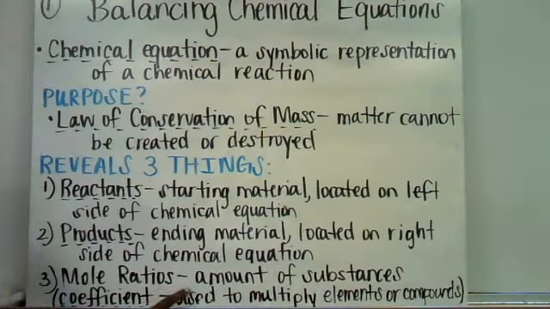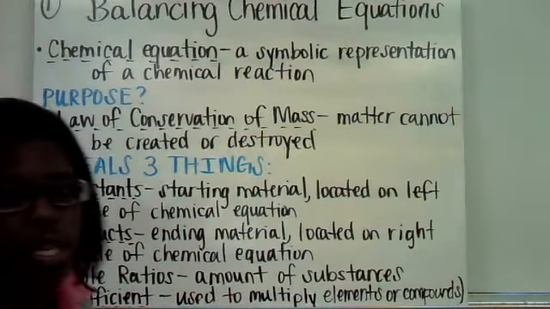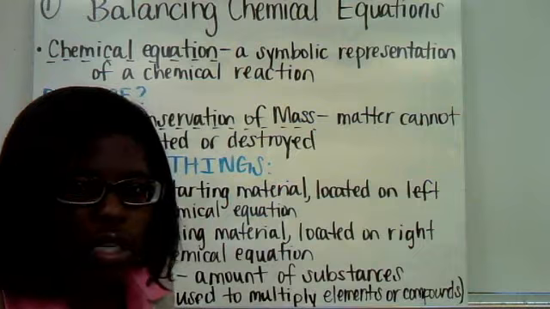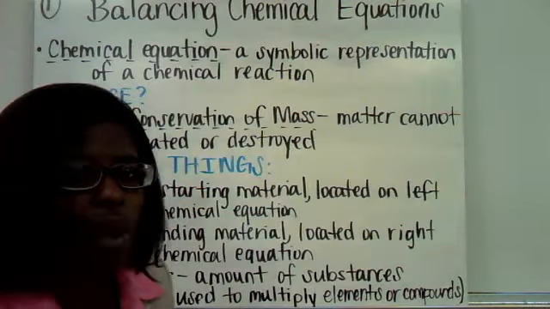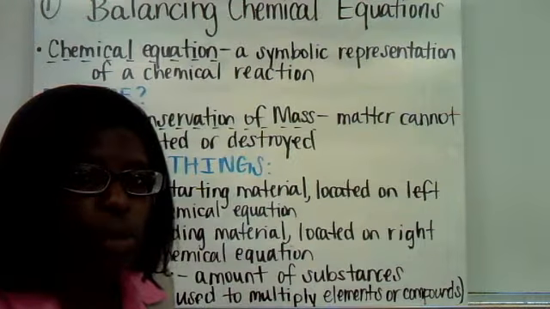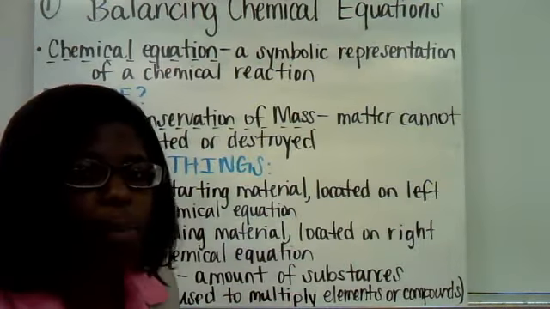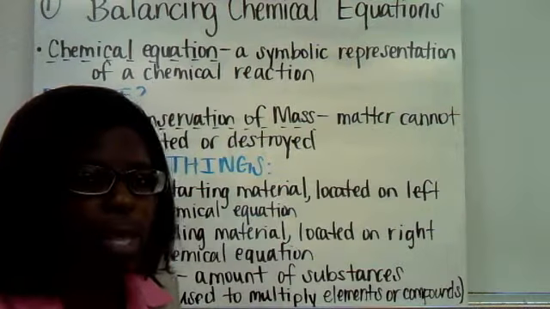So remember, a mole measures the amount of a substance, and the mole ratios in your chemical equations are going to be your coefficients. The coefficients are going to be used to multiply the elements or the compounds. In algebra, you use your coefficients to find the variable. You're going to do the same thing here. However, the variable that you're seeking to find is your coefficients. Coefficients are the only things that you can use in order to balance a chemical equation without breaking the laws or the rules for balancing chemical equations.